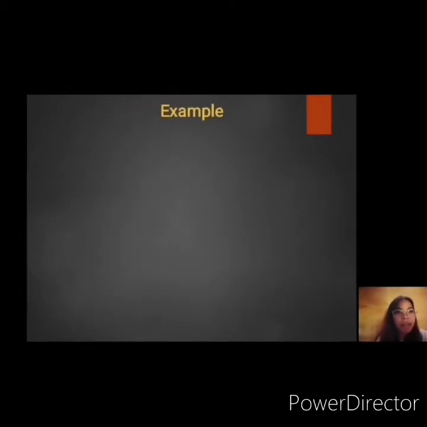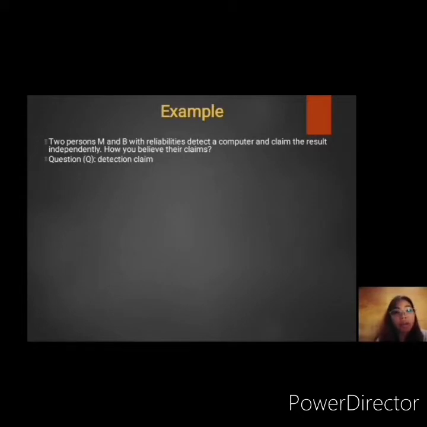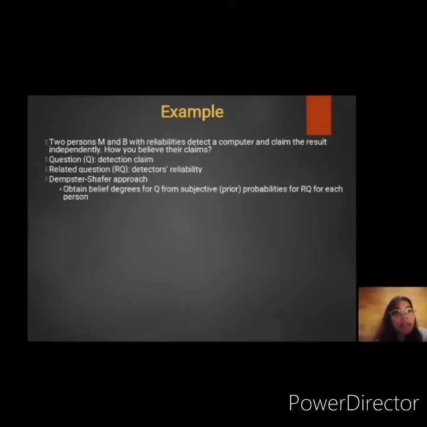Okay, so for example, two persons M and B with reliabilities detect a computer and claim the result independently. So, how would you believe their claims? Q is the detection claim. And then, the related question, RQ, is the detector's reliability. So, in the Dempster-Shafer approach, we obtain belief degrees for Q from the subjective or prior probabilities for RQ for each person, and then combine belief degrees from the two persons.